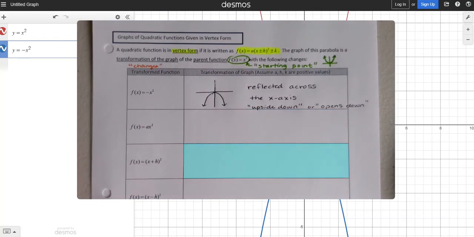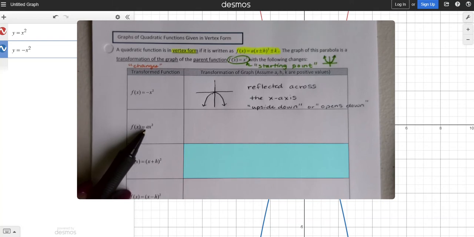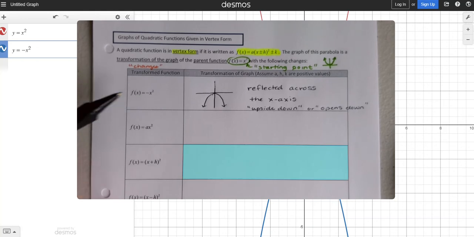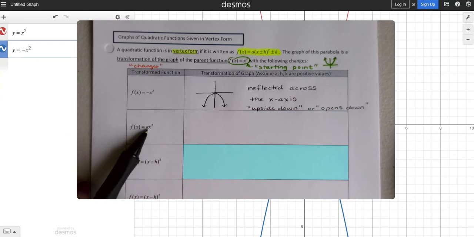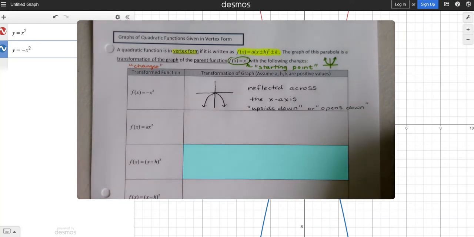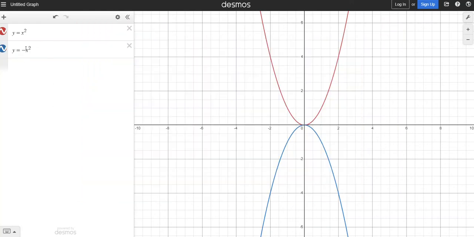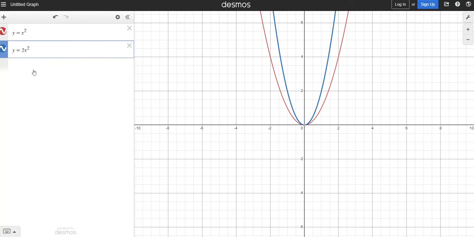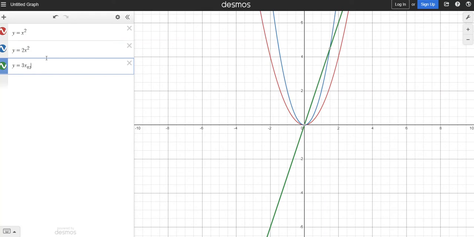All right. Next thing I want to investigate is what happens if we have a multiplier in front of our x squared. Since I already know that the negative is going to reflect it, turn it upside down, I'm only going to investigate positive multipliers here, because we could predict what happens with those. And then if it was a negative multiplier, we know it would just flip upside down. So let's take a look at some multipliers. I've got that y equals x squared already in there. Let me put in 2x squared, 3x squared, there we go, and 4x squared.